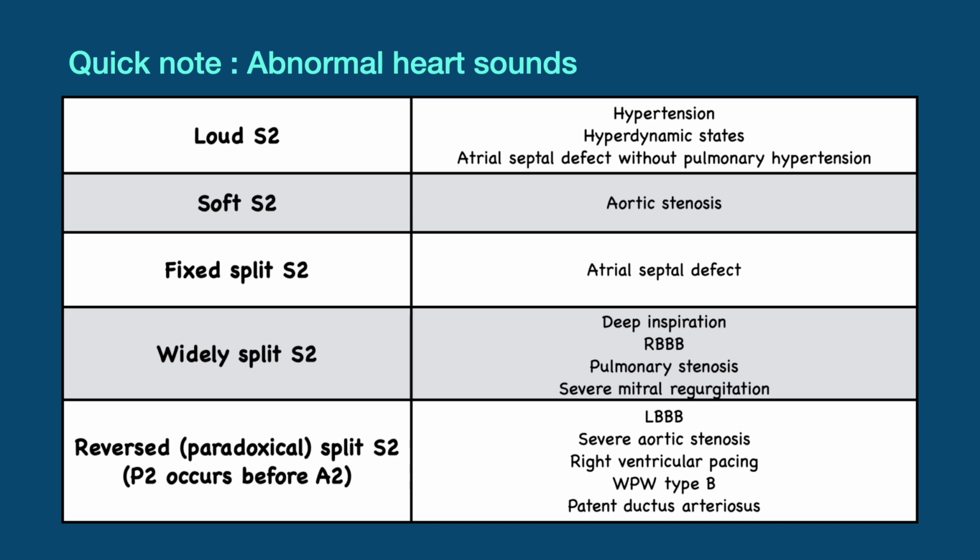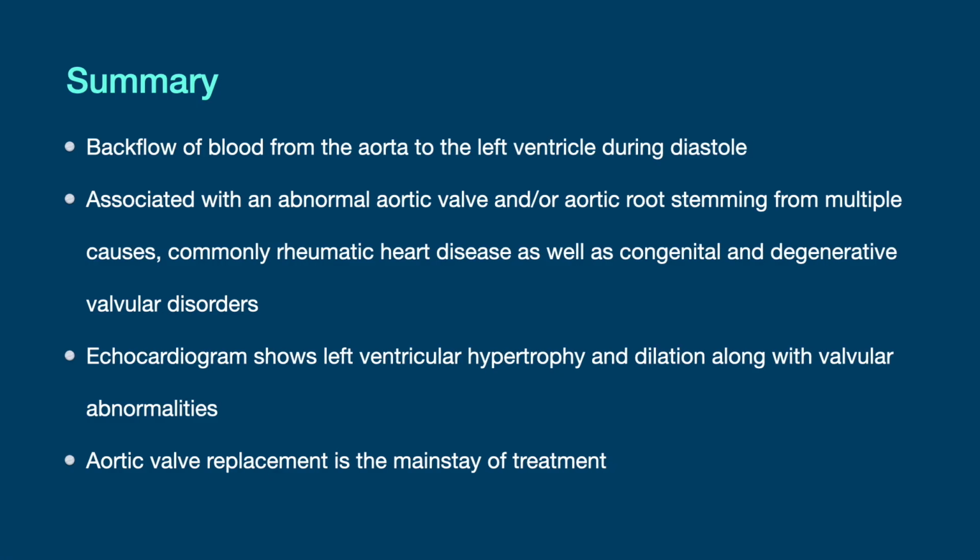A widely split second heart sound is found in deep inspiration, right bundle branch block, pulmonary stenosis, and severe mitral regurgitation. And finally, a reversed or paradoxical split of the second heart sound, whereby P2 occurs before A2, happens in left bundle branch block, severe aortic stenosis, right ventricular pacing, WPW type B, and patent ductus arteriosus, and is always pathological.